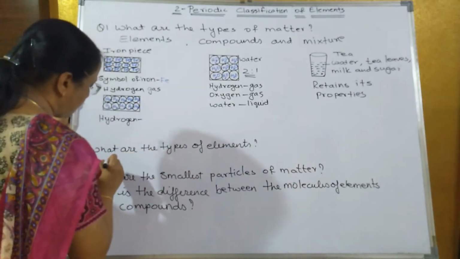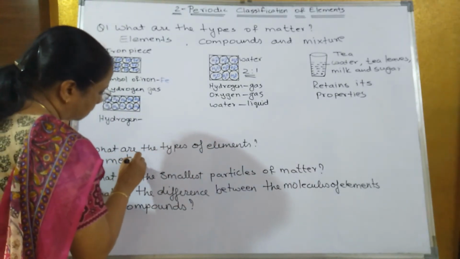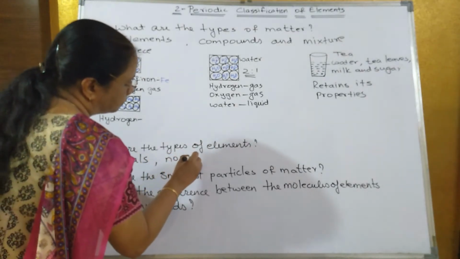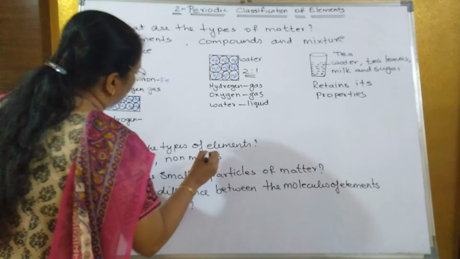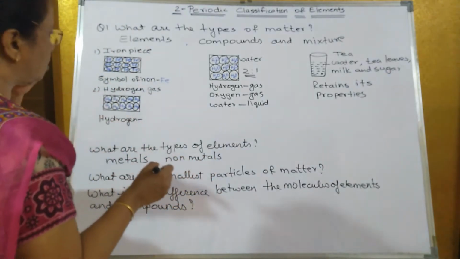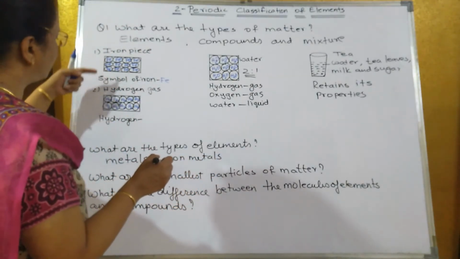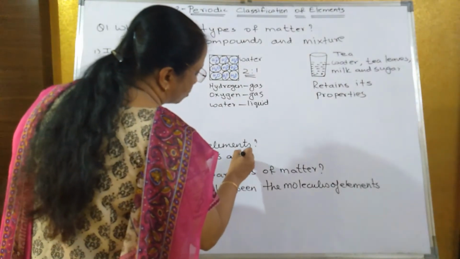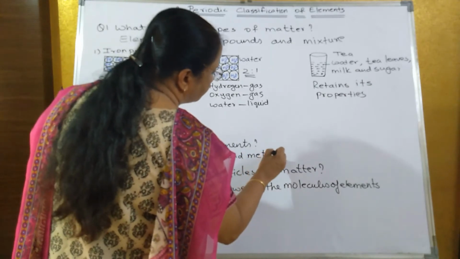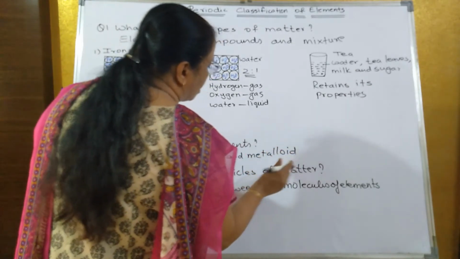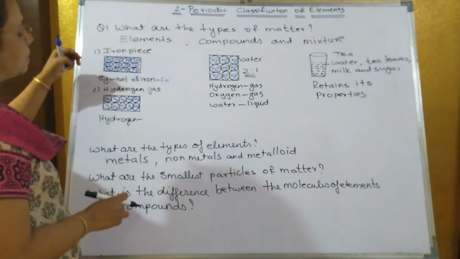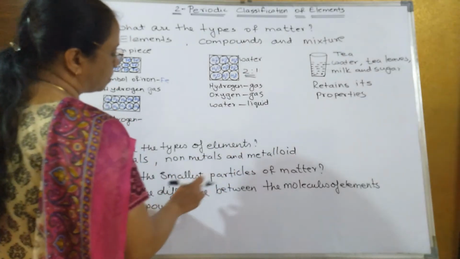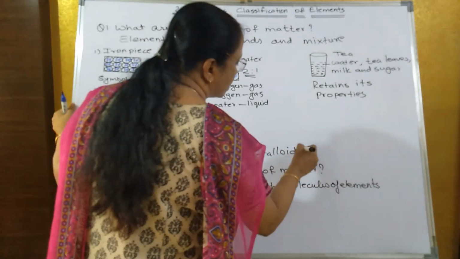What are they? Metals, for example iron, then non-metals, for example hydrogen is a non-metal, and both are elements. This is a metal, this is a non-metal, and both are elements. And another type is known as metalloid. Now what is a metalloid? A metalloid shows the characteristics of both metals and non-metals. An example of a metalloid is arsenic.